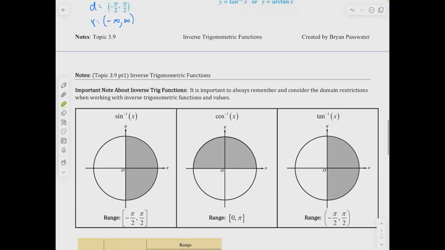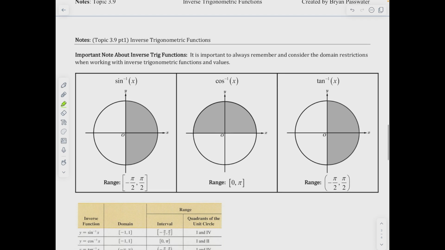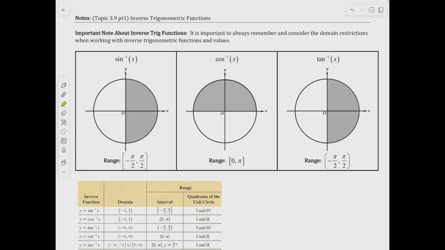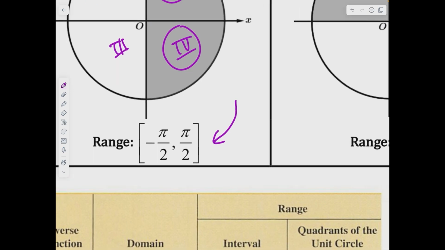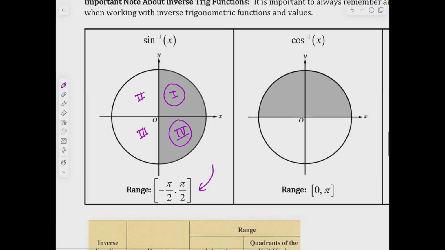Okay, so turning the page, important note about inverse trig functions. It is always important to remember and consider the domain, because whatever's in your domain is going to be the angle measures that we're going to be utilizing. Okay, so quadrant 1, quadrant 2, quadrant 3, and quadrant 4. So inverse sine is going to be utilizing 1 and 4 with a range or output values from negative to positive pi over 2. What that means is when you are evaluating inverse sine functions, your answer for your angle measures should only be between negative to positive pi over 2.